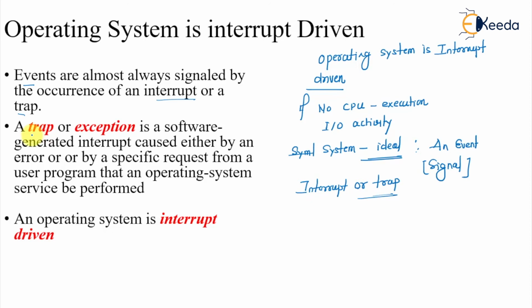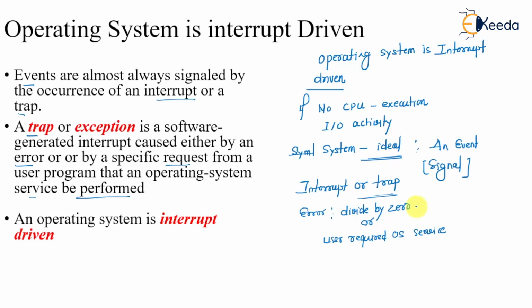Now what is a trap or exception? The definition is: a trap or exception is a software generated interrupt caused either by an error, something like divide by zero, or by a specific request from a user program that an operating system service be performed. If a user requires an operating system service, then also a trap or exception will be generated.